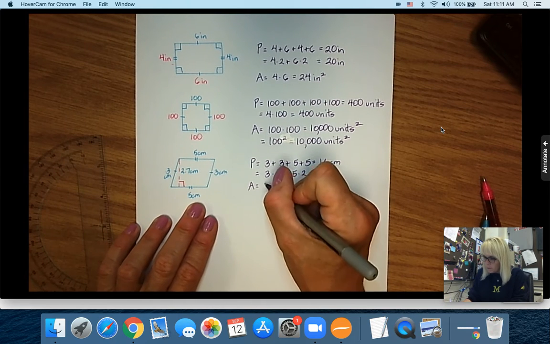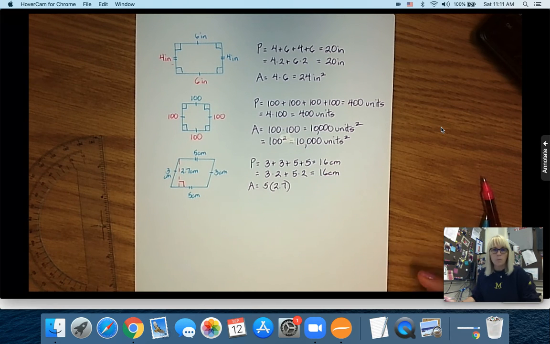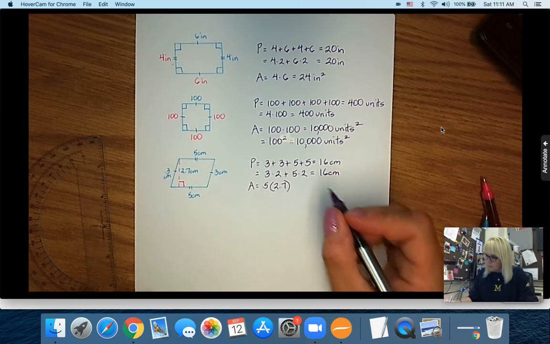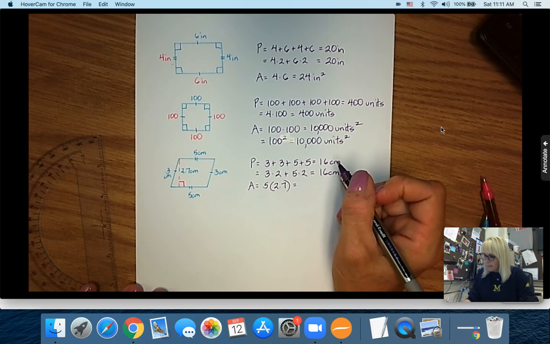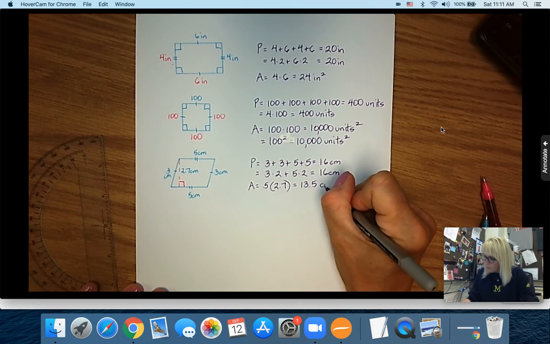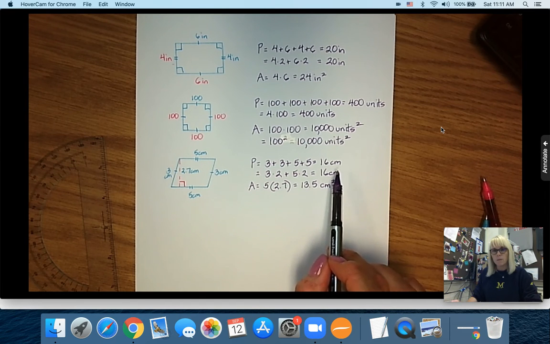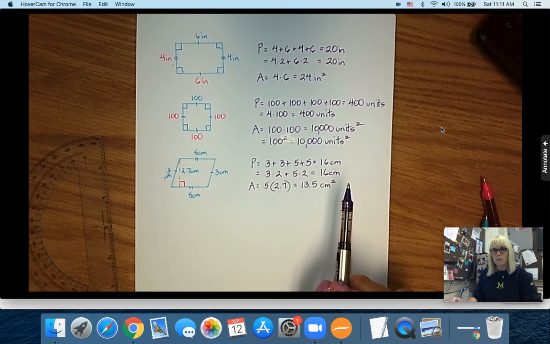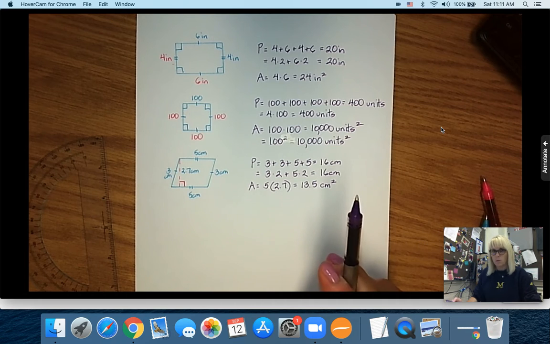So the area would be 5 times 2.7, or 2.7 times 5. I don't really care which order you write those in, but you need to multiply those 2 together. And so when I multiply those together, I get 13.5 square centimeters. So make sure your units are correct. That's important. Perimeter is just plain old units. Area is square units. Okay? So that finishes up the 3 quadrilaterals.